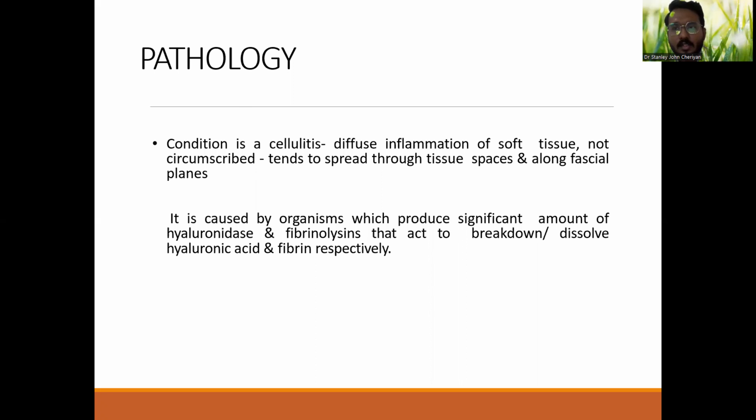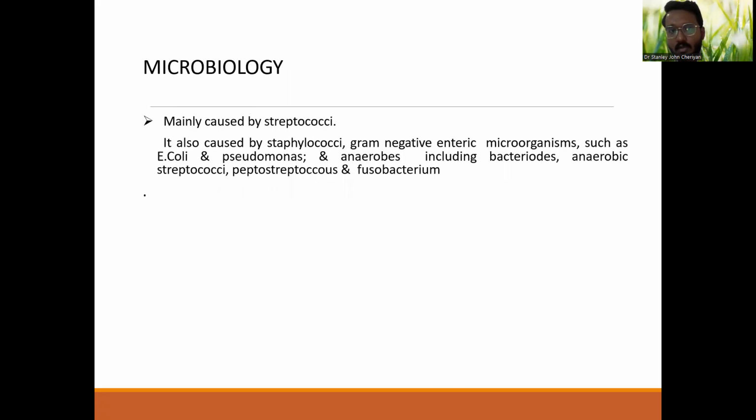Coming to the pathology, it is mainly caused by organisms that produce significant amounts of hyaluronidase and fibrinolysin. These break down and dissolve hyaluronic acid and fibrin respectively, and they spread the infection fairly fast. The microorganisms usually involved are Streptococci and species of Staphylococci. Even E. coli and Prevotella species are seen.